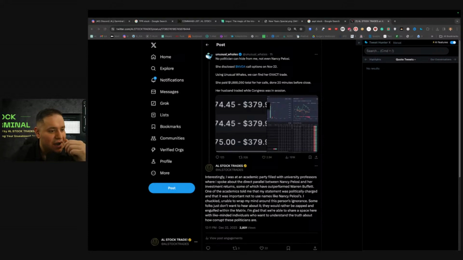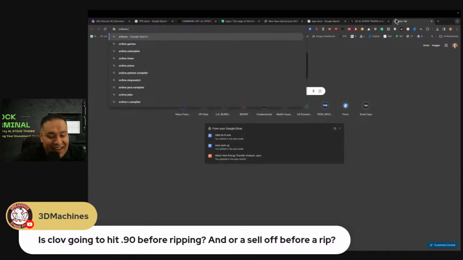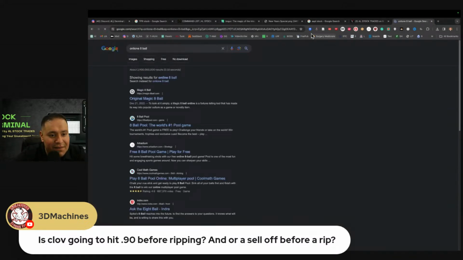So I got a comment here. Is Clove going to hit 90 cents before ripping and selling off? Honestly, I don't know. I really wish I had an 8-ball, because I would shake it right now. Maybe an online 8-ball.